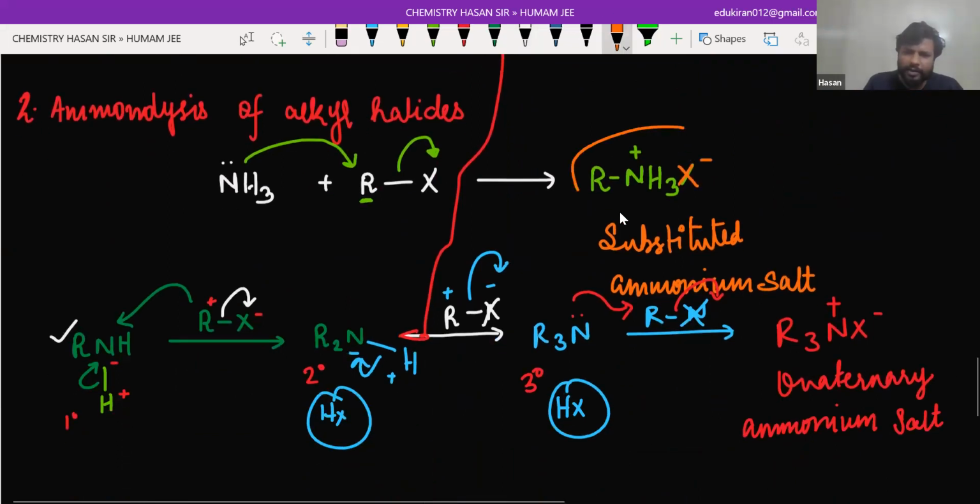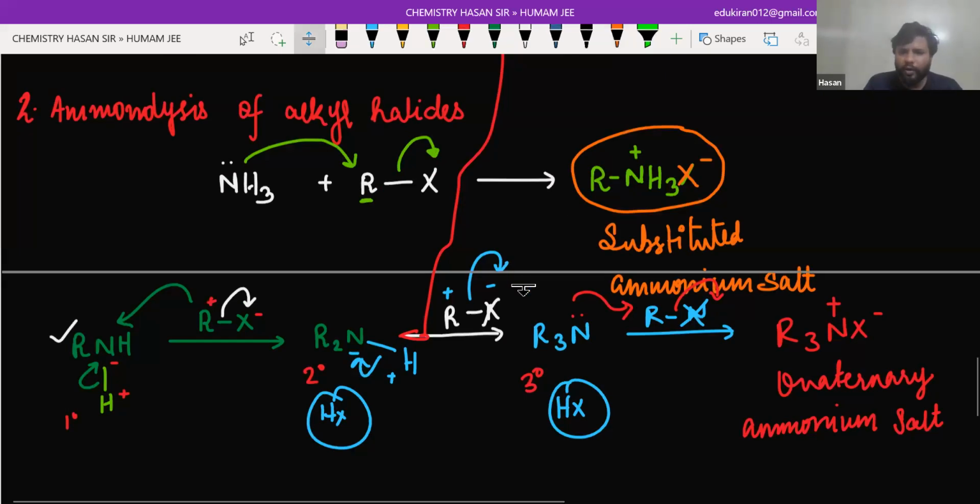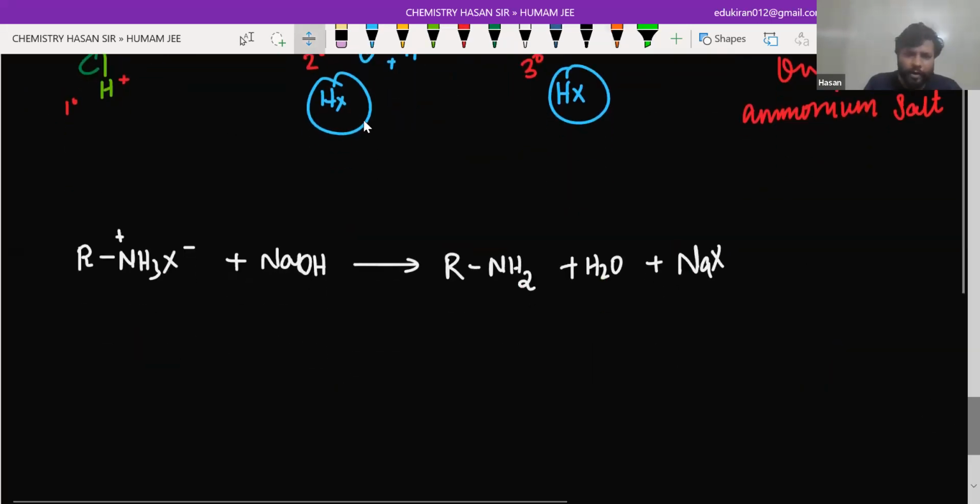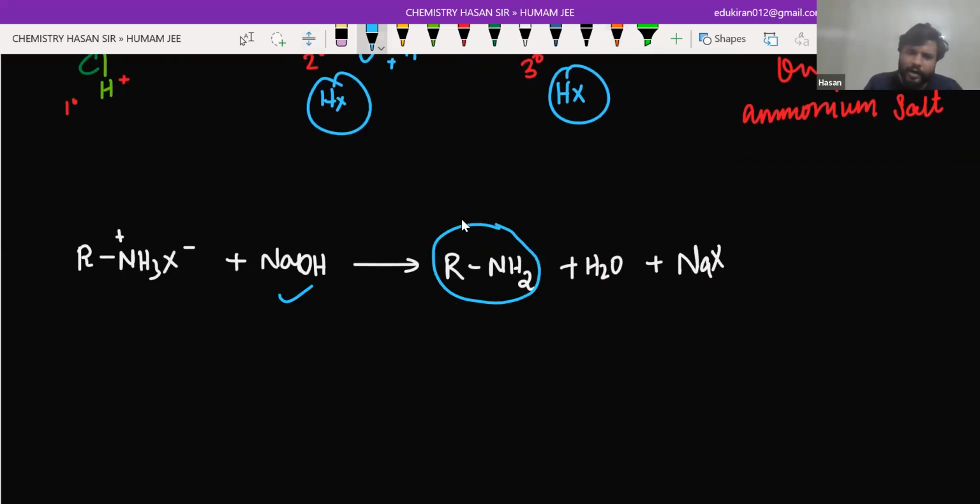Basically, when you react ammonia with alkyl halide, you get a substituted ammonium salt. This salt is treated with sodium hydroxide and you get 1 degree amine. After that, reacting again with RX gives 2 degree amine, again RX gives 3 degree amine, and again RX gives 4 degree or quaternary ammonium salt. But the best product is the 1 degree amine because it is the major product. 100% efficiency is not possible, so the major product will be 1 degree. Is that clear?